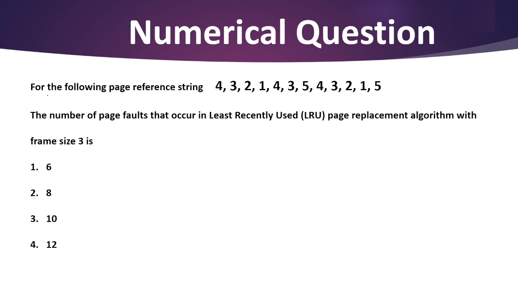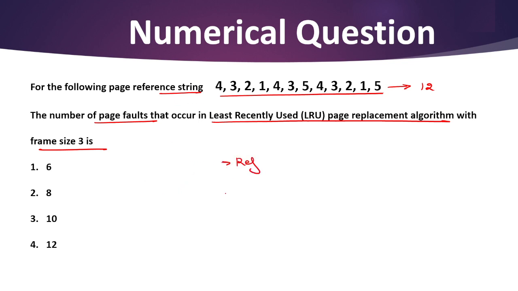So the question says, for the following page reference string, here is the reference string given where we have a total of 12 values. The number of page faults that occur in the least recently used page replacement algorithm with frame size 3 is what? So now at first you have to check the given values. They had given one reference string. Secondly, the method that you should use, that is here the least recently used method, and the size of frame that is equal to 3.